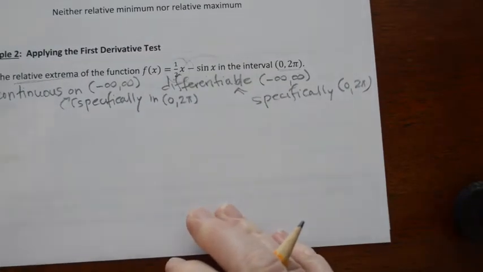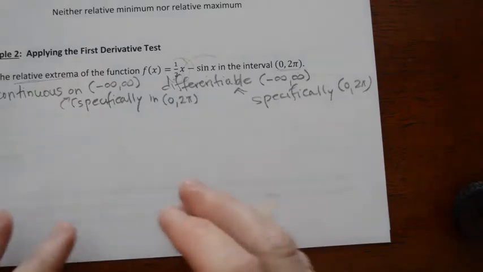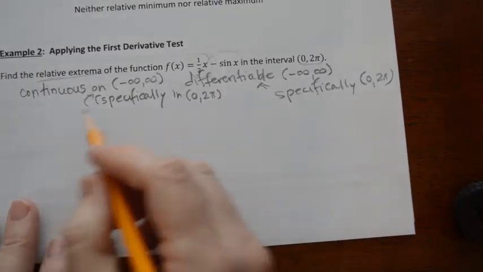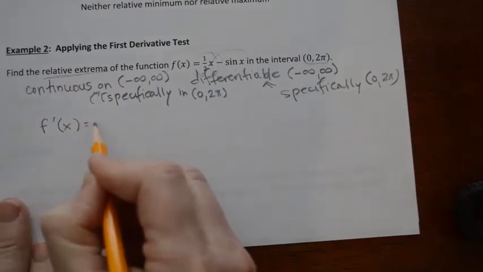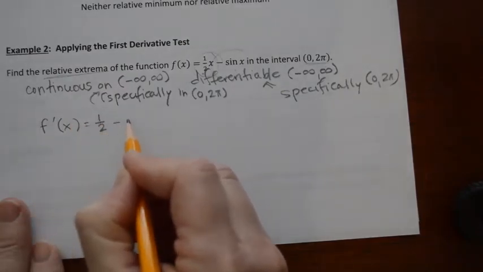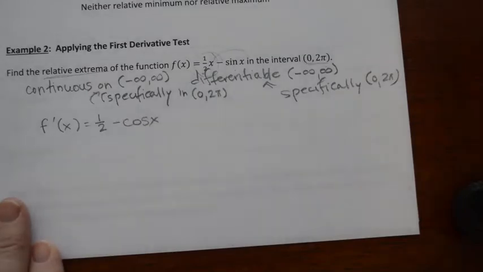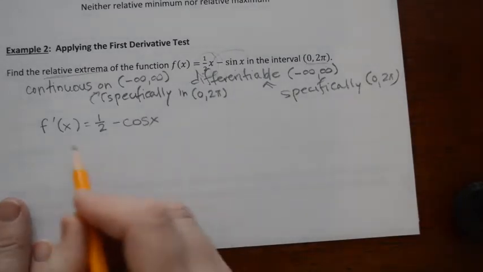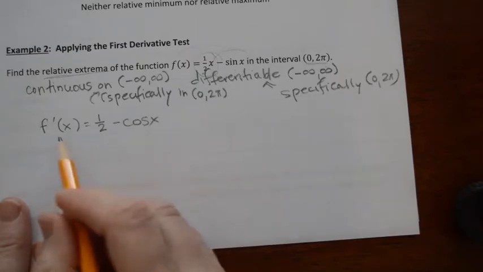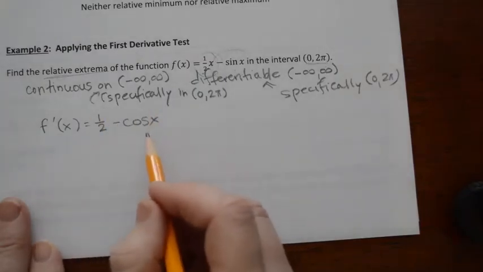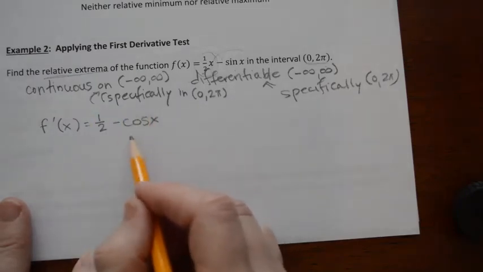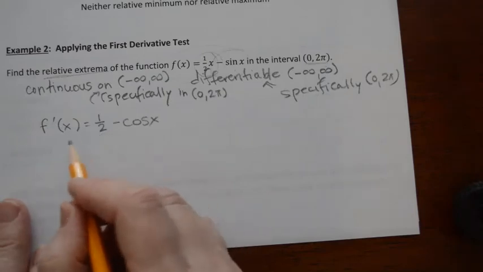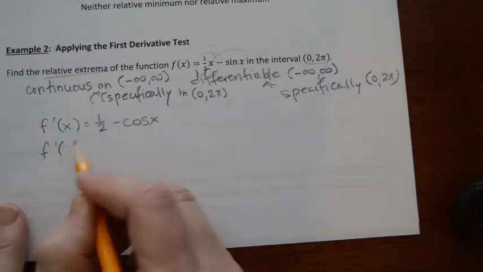Okay, so again, if you're looking at your list of guidelines on the previous page, we had to make sure that it met the conditions, but now we're trying to find the critical numbers. And the critical numbers come from taking the derivative of the function. So we've got f prime of x equals 1/2 minus cosine x. All right, so we need to figure out where the derivative is 0 or undefined. Again, it's not going to be undefined anywhere because cosine is continuous and that's just a constant. So really we're just looking for where f prime is equal to 0.